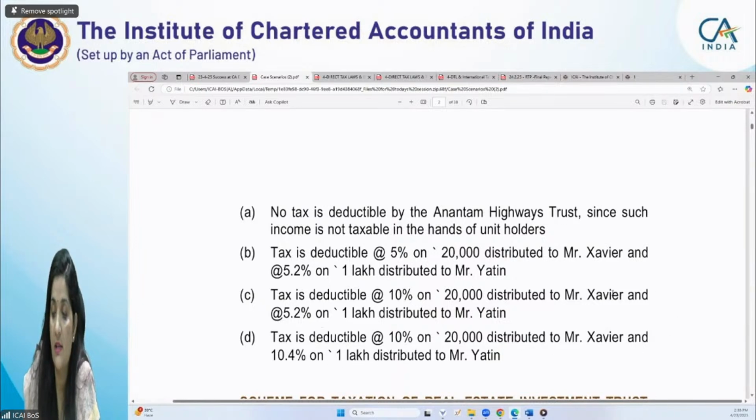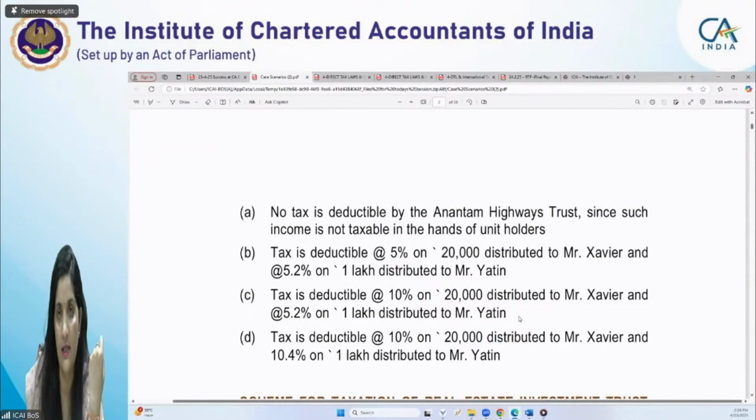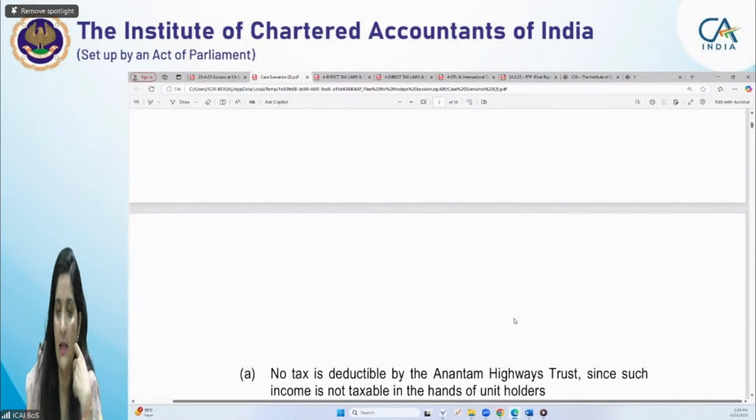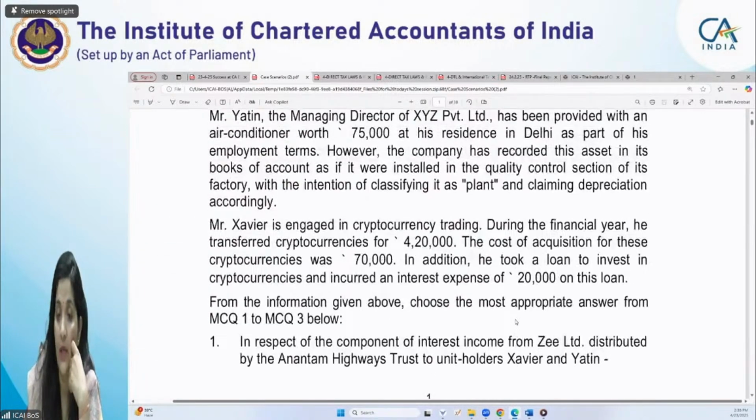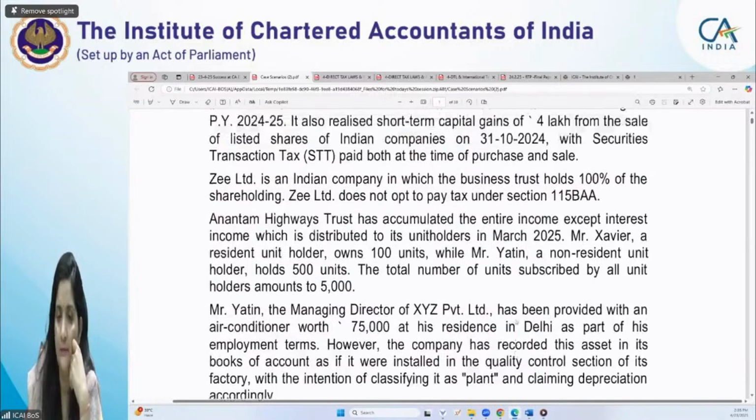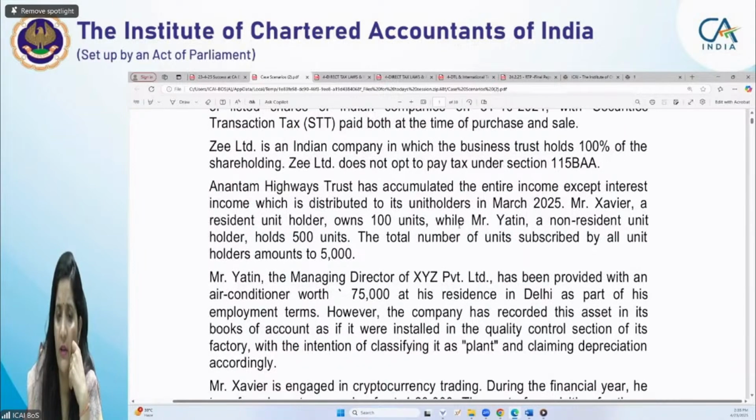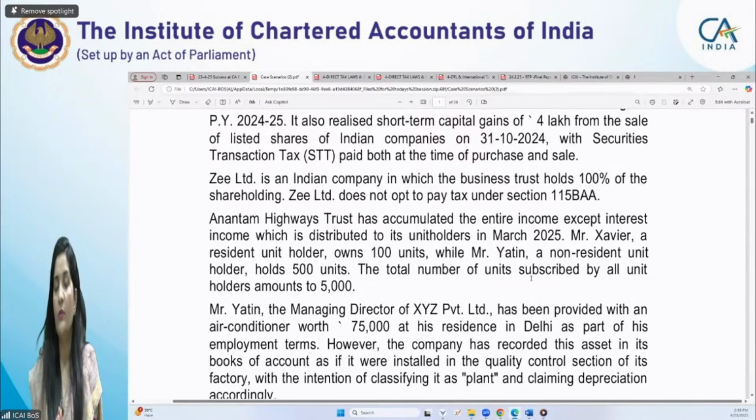So what is the residential status of Xavier and Yatin? Because the answer will be different for the resident and the non-resident. So who is a resident? You have to again go and see the case scenario. What it is saying, Mr. Xavier is a resident. Okay, Mr. Xavier is a resident and Mr. Yatin is a non-resident. You know what the provisions of the REITs are, basically?